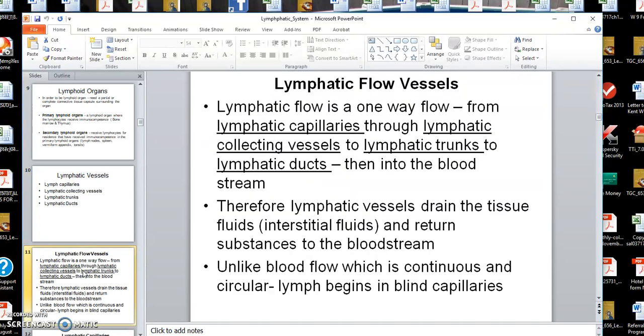Okay? The lymphatic flow is a one-way flow. Now, blood circulation, we'll learn, is in a circle. It's a continuous loop. Lymphatic flow is like a cul-de-sac in your neighborhood. It goes in one direction. So the material would be picked up in lymphatic capillaries, sucked from the connective tissue, then go to lymphatic collecting vessels, then to lymphatic trunks, and then to lymphatic ducts, and then ultimately from the ducts into the bloodstream. Okay?